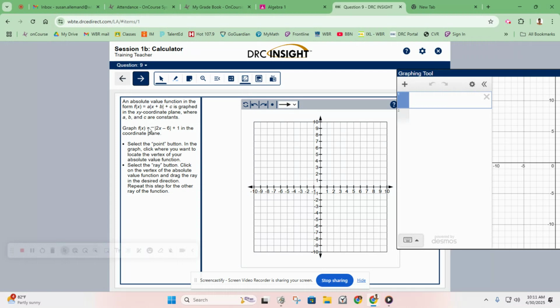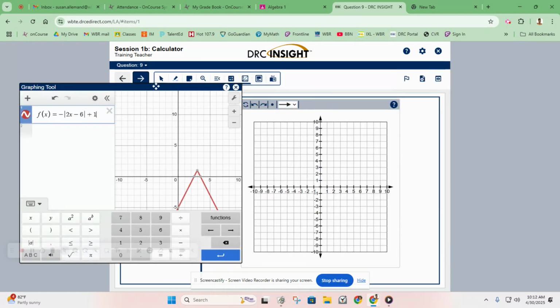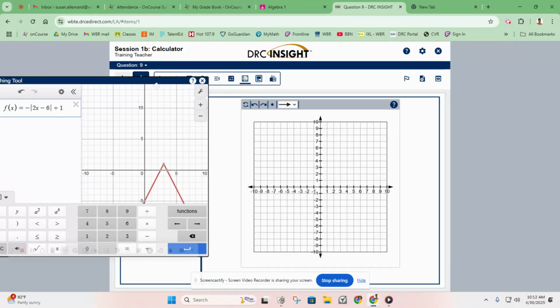So we're going to type it in just like we see it, f of x equals. If you've forgotten where the absolute value symbol is, when you pull up the keyboard, right above the big ABC shift button is the absolute value brackets. So make sure you type the negative first, then the absolute value brackets, 2x minus 6. Close the bracket by arrowing over and then put a plus 1. So what this has done is it has graphed this for me.